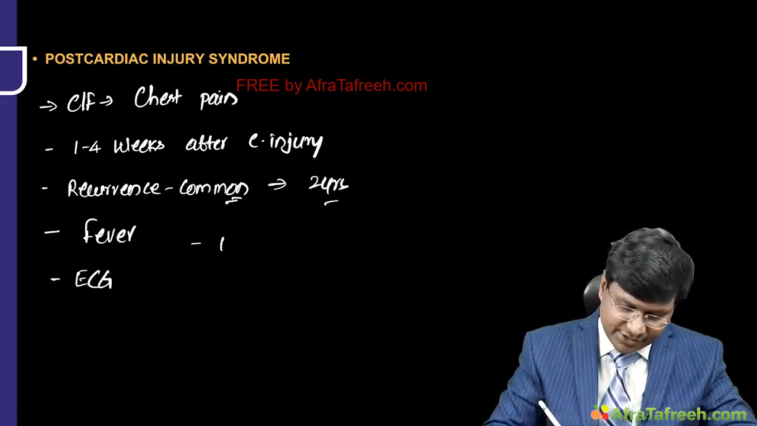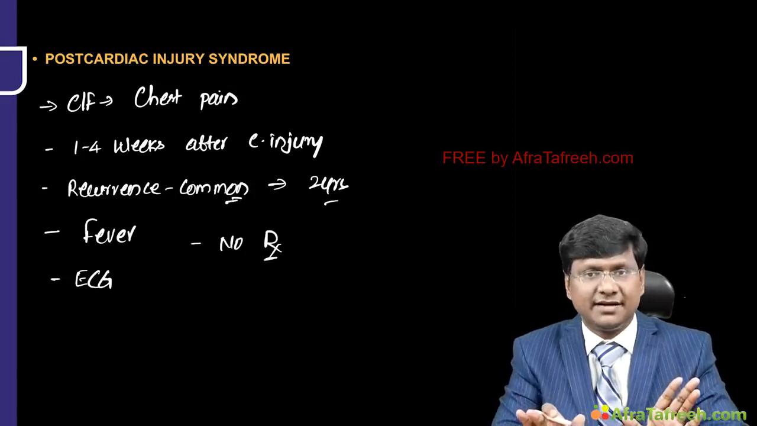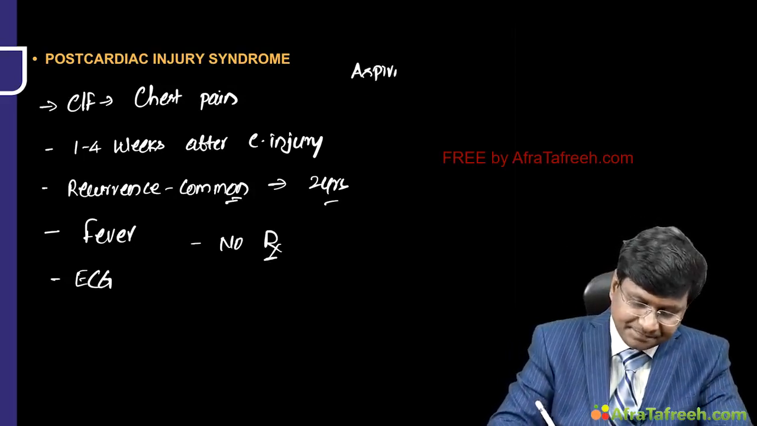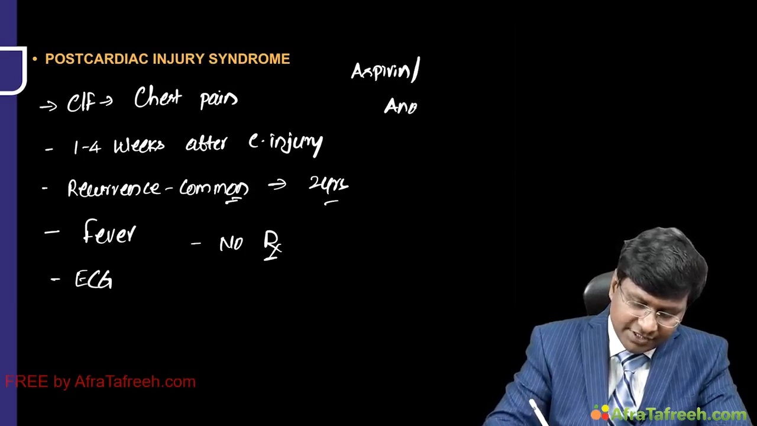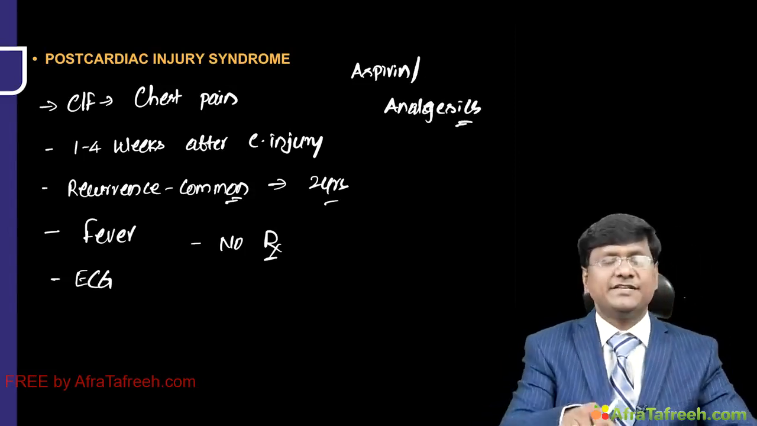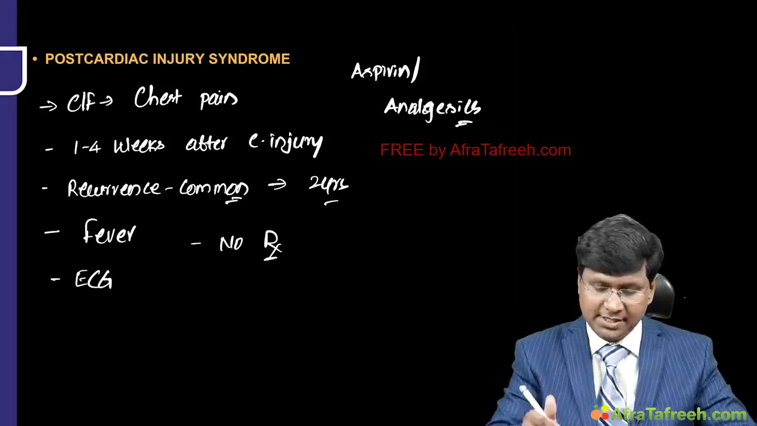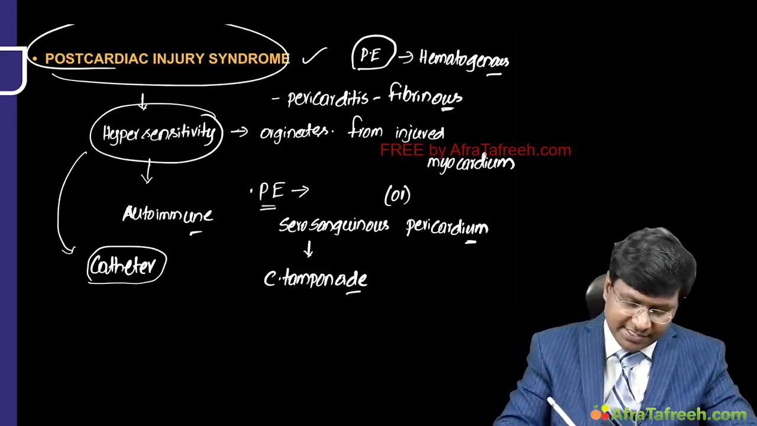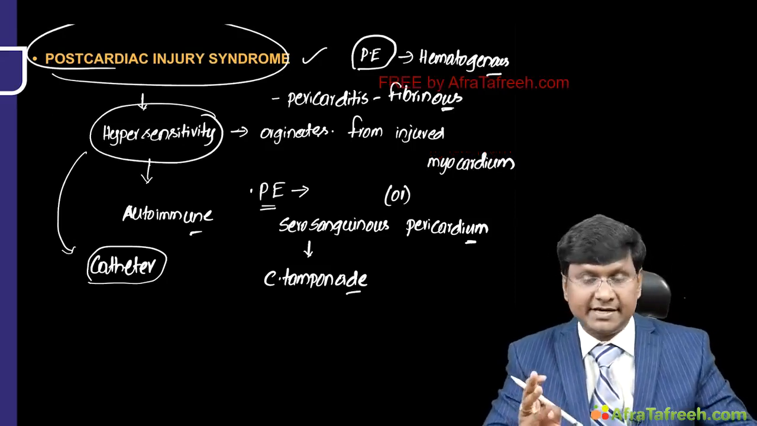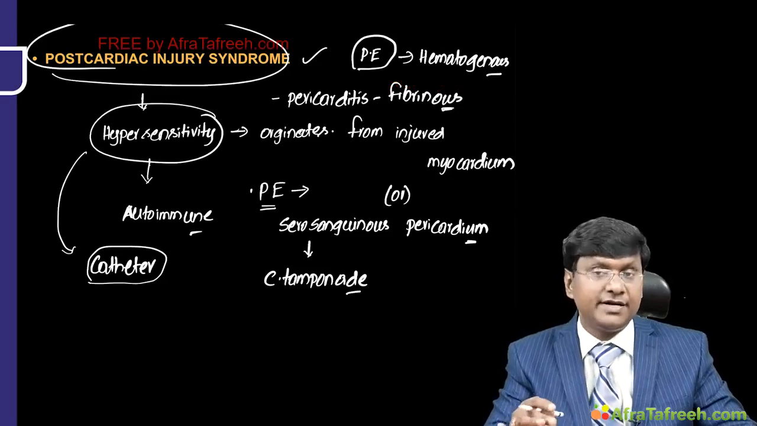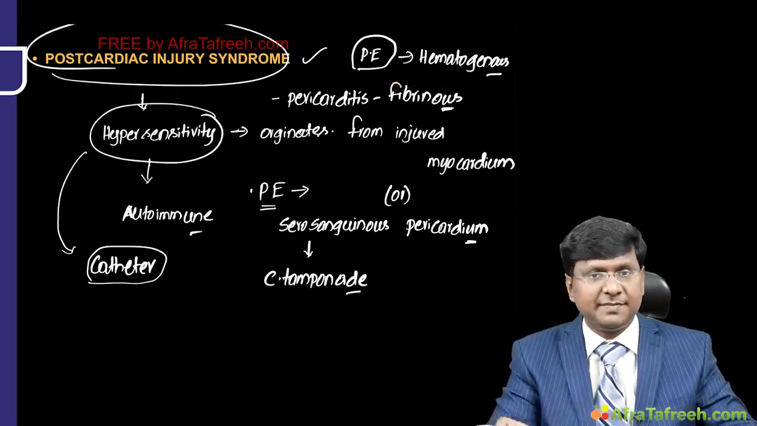As such, no specific treatment is necessary. Whatever you were giving for pericarditis, like aspirin or colchicine, that is analgesics, these drugs will suffice. There is no specific drug to be added. That is about post cardiac injury syndrome. What you need to remember is it is a hypersensitivity reaction secondary to blunt injury to the chest, trauma to the heart or myocardium, a catheter inserted into the pericardium, or the presence of hematogenous pericardial effusion.